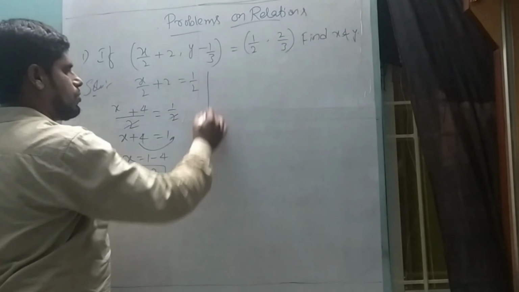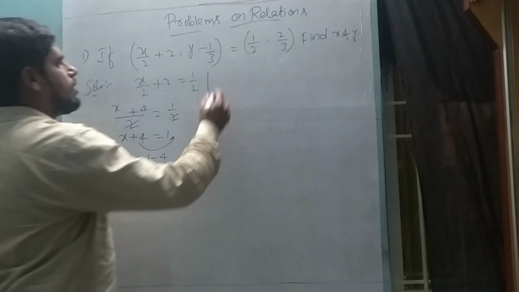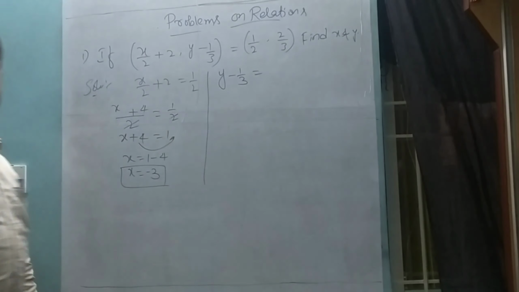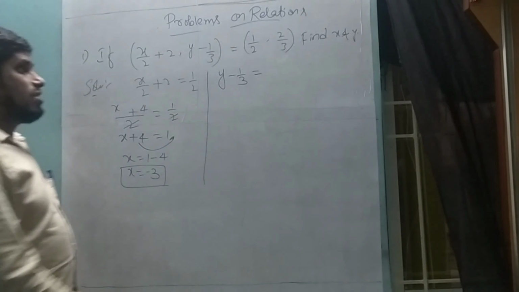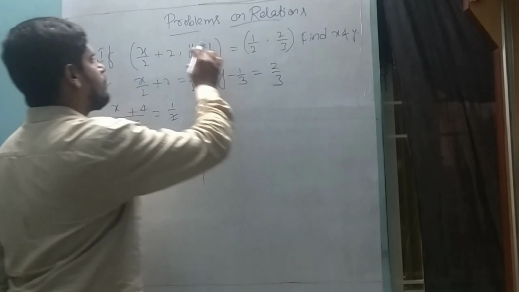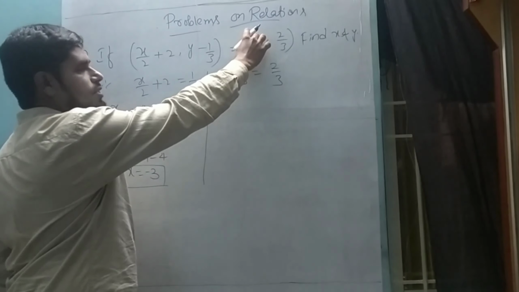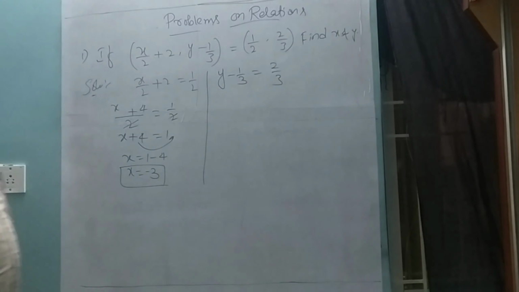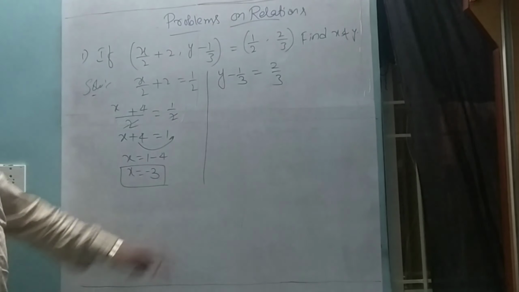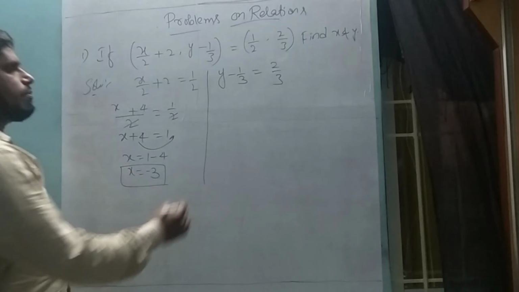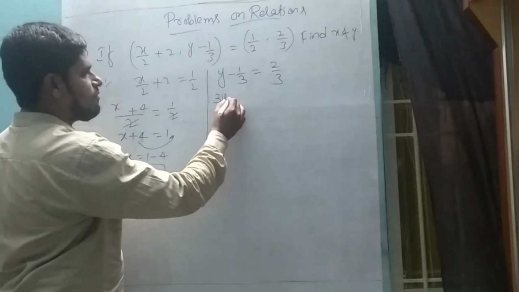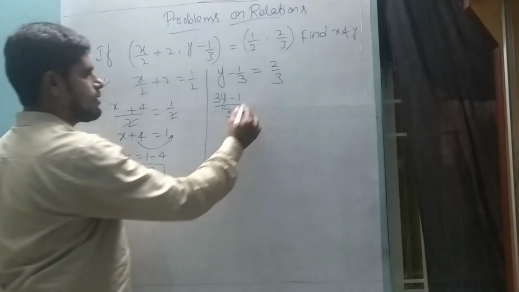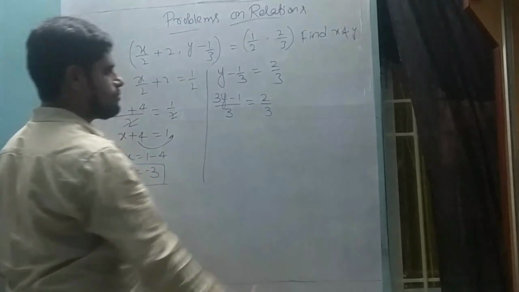Now let us come to y. Here the second element is (y - 1)/3, and that should equal 2/3. The first element of an ordered pair equals the first element of the other, and the second element equals the second element of the other. Here the LCM is 3, because the only denominator is 3. After the LCM we get (3y - 1)/3, and this must equal 2/3.